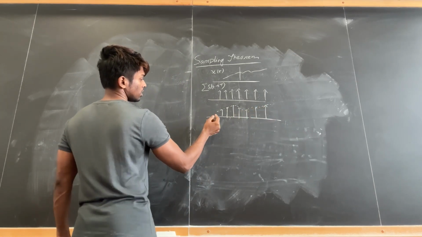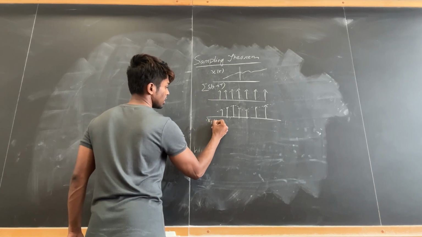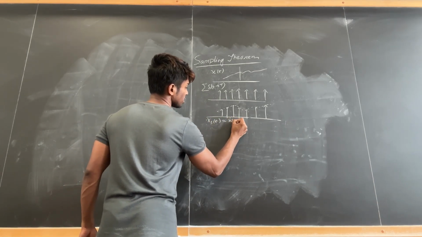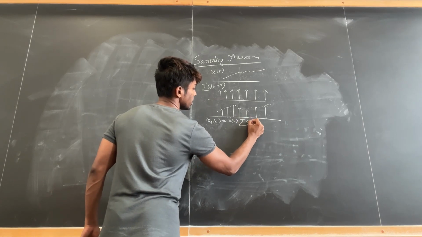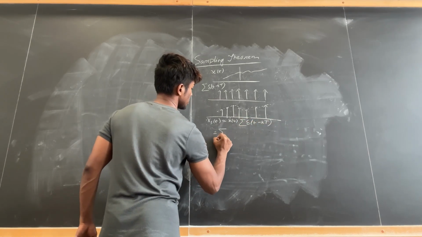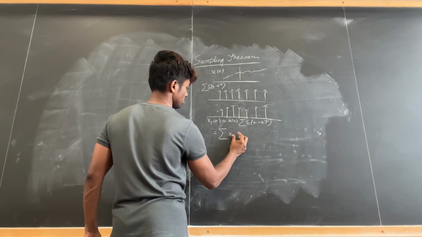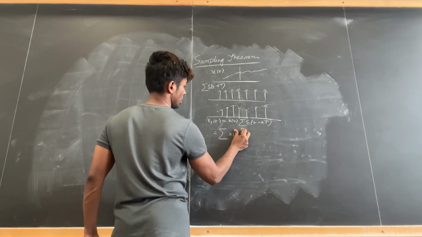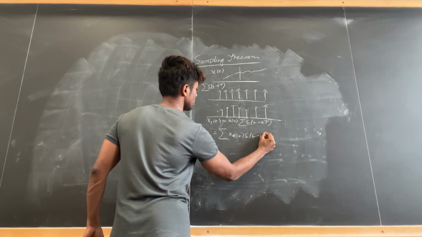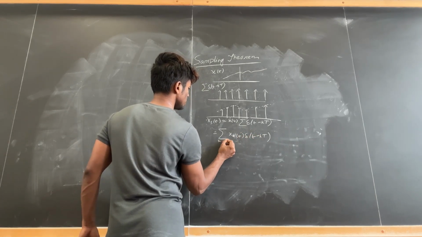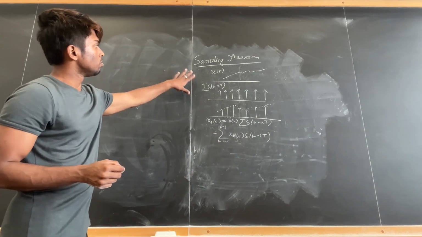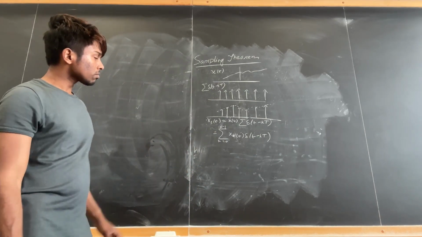So that gives us xs(t). Now this sampled signal xs(t) is equal to x(t) times the summation of delta(t - kT), which is an impulse train, which is equal to the summation of x(kT) delta(t - kT), where k varies from 0 to n minus 1. Okay, so this is the sampling we are doing.